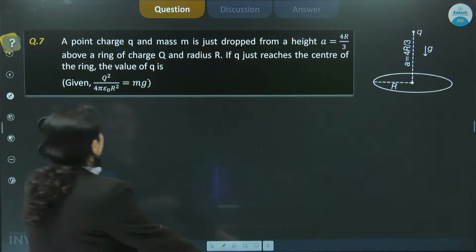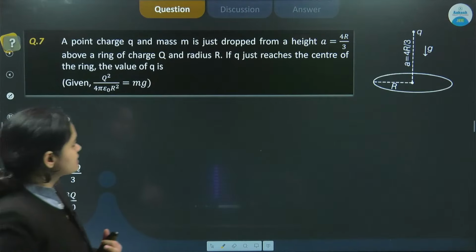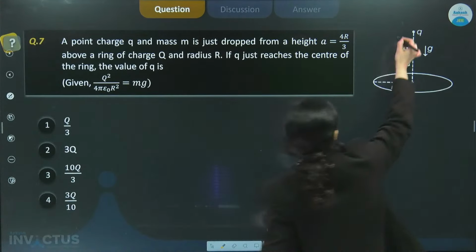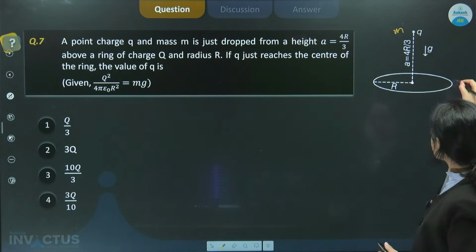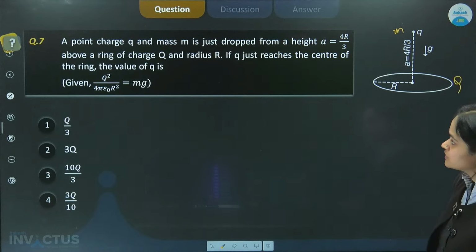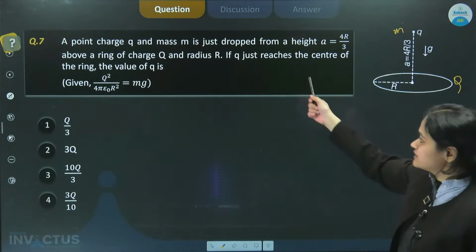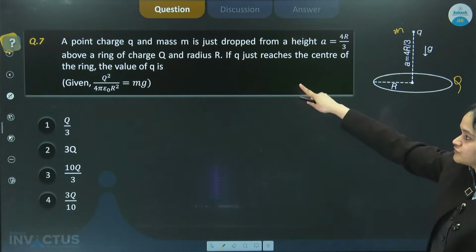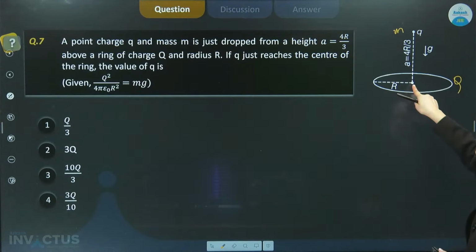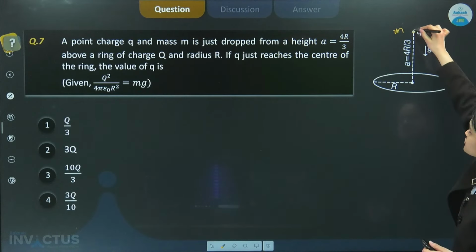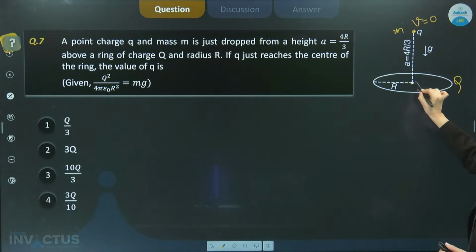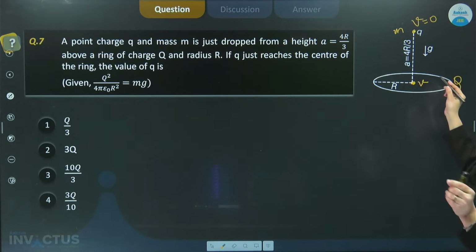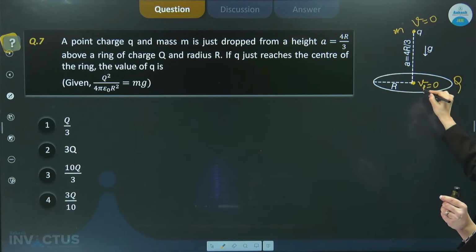Third, a point charge Q, its mass is given as m. Its height is mentioned. There is this charged ring of charge Q, and we just have to find out the value of small q so that it just reaches the center. So see, it is just dropped from this position, so its initial velocity will be 0. When it reaches this position, it is just able to reach, that means its final velocity is also 0.